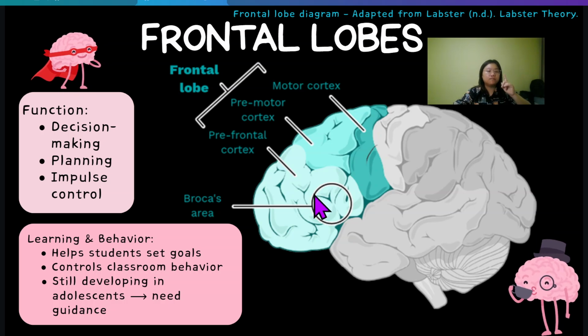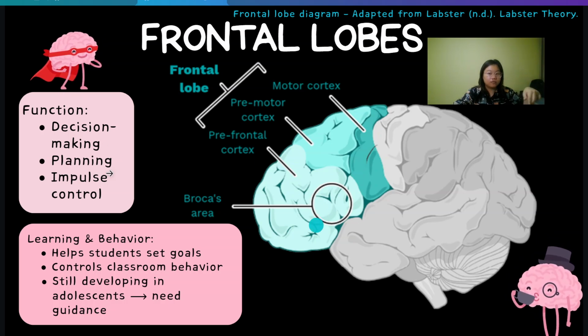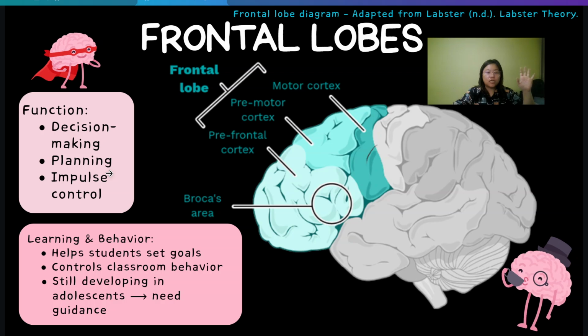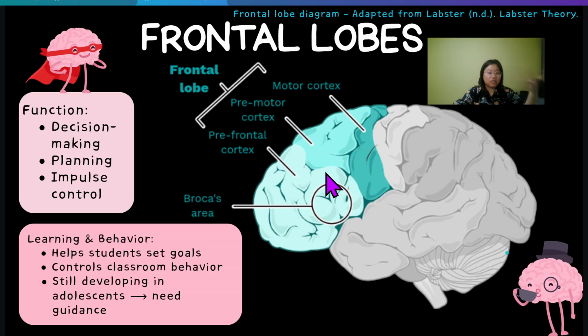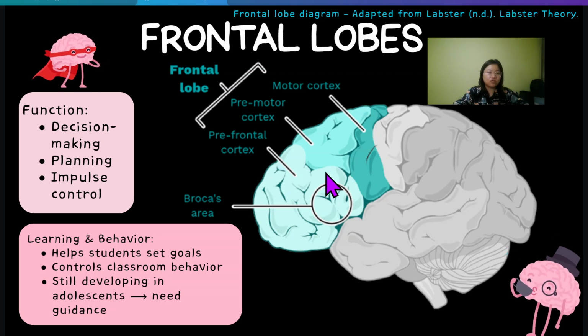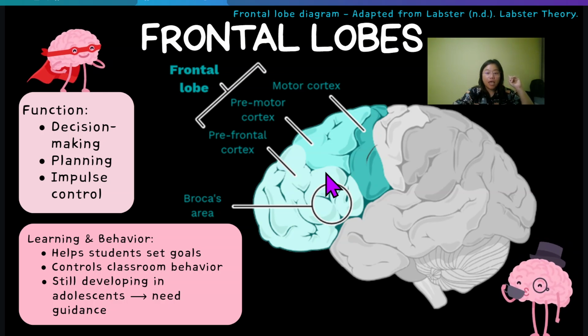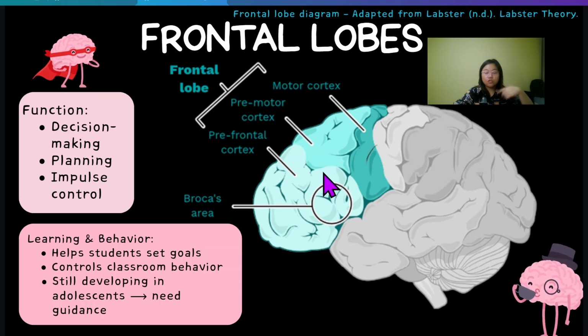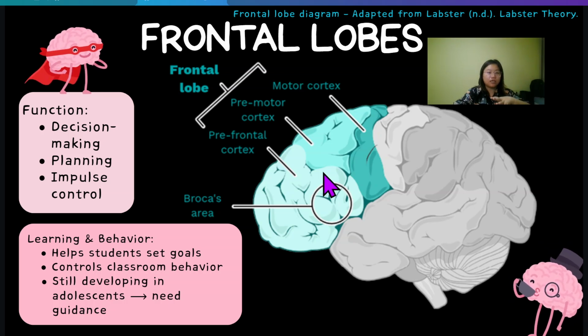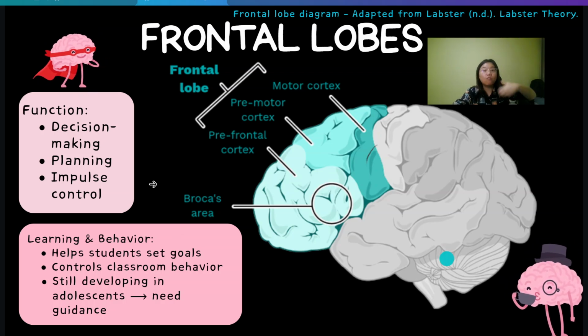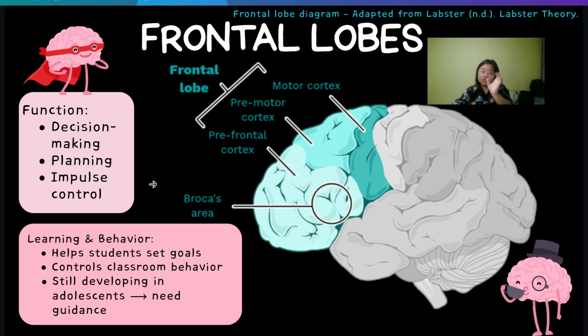But here's the thing: this part of the brain is still developing during the teenage years. So that's why sometimes students do things without thinking. It is not because they are naughty. It is literally because their brain hasn't fully matured yet. So as teachers, we need to guide them, not punish them. Okay, we need to know more about how they are not matured yet.